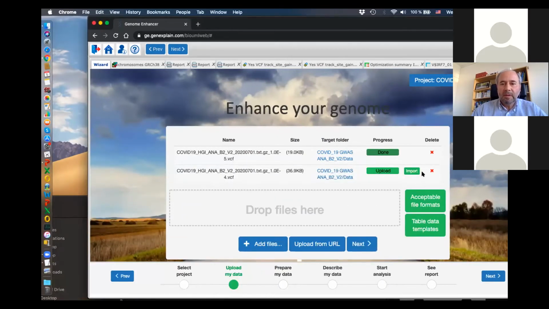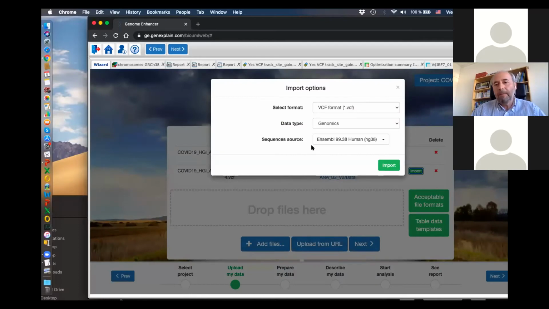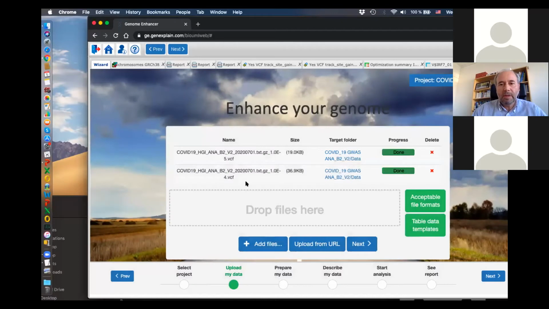By the way, you see before we also tried with another cutoff, 10-5, so a smaller number of SNPs. Here we can take bigger numbers. Here we have to say which genome build is used for the position of those SNPs. It was the latest genome build, so we can import it. And then we press next.